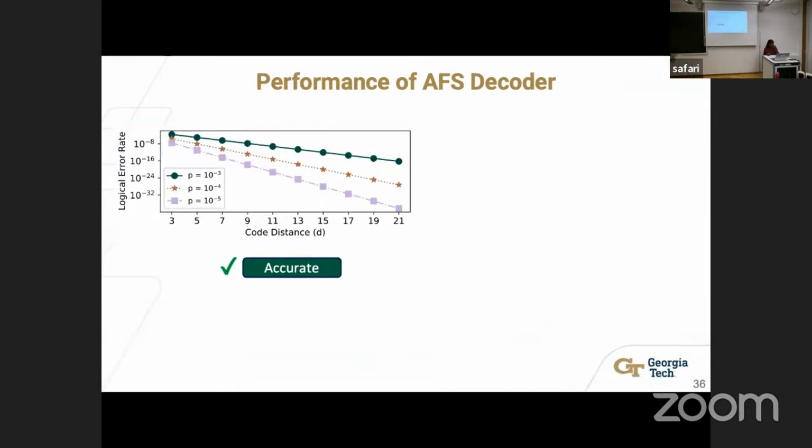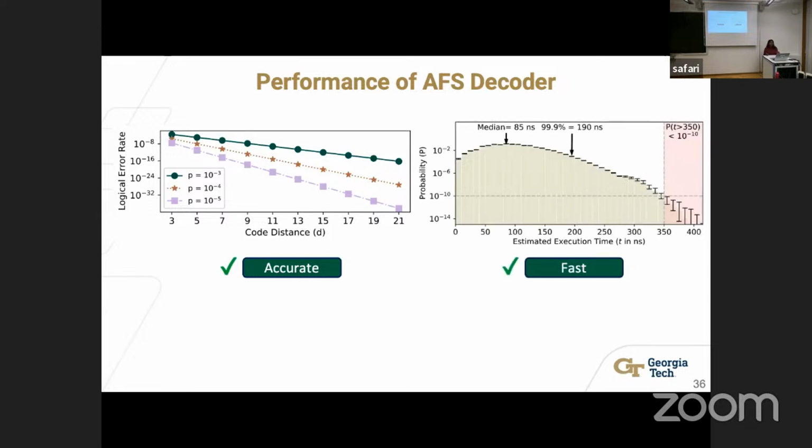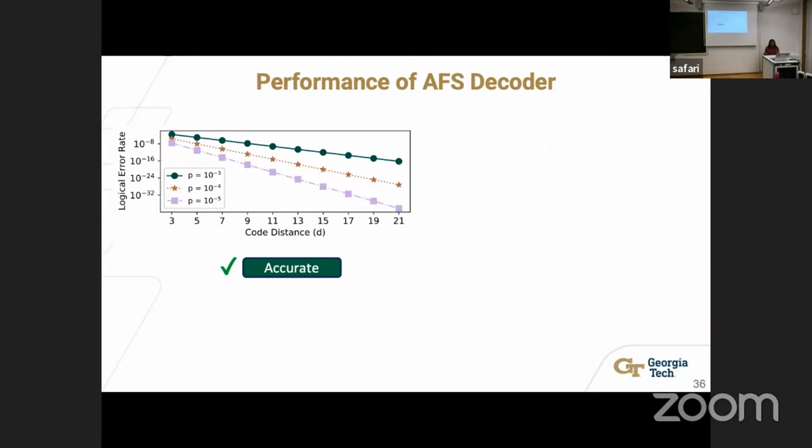And this is some performance numbers, but I'm not going into very specific details. Effectively it's very accurate, and accurate in the sense, okay, I'll talk briefly. For instance, if you have a distance 11 code, and let's say your physical error rate is 10 to the power minus 3, your logical error rate was something about 10 to the power minus 11, I think. So it's accurate. It's able to suppress those errors exponentially.